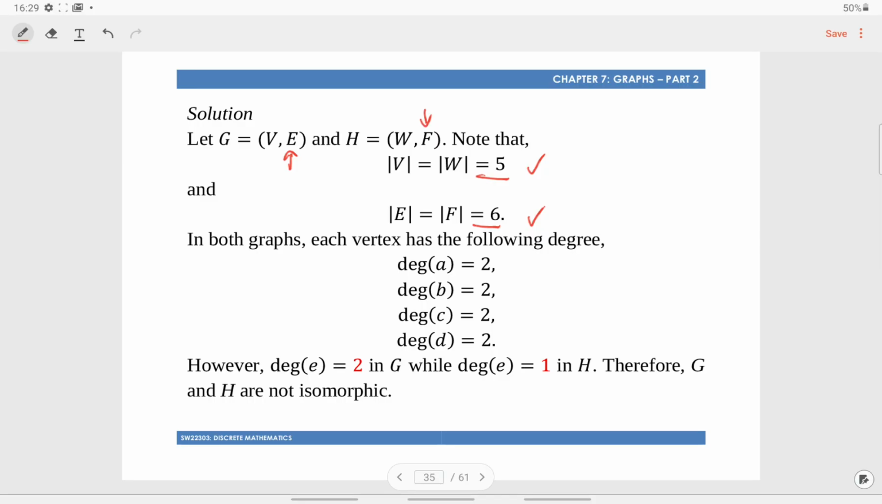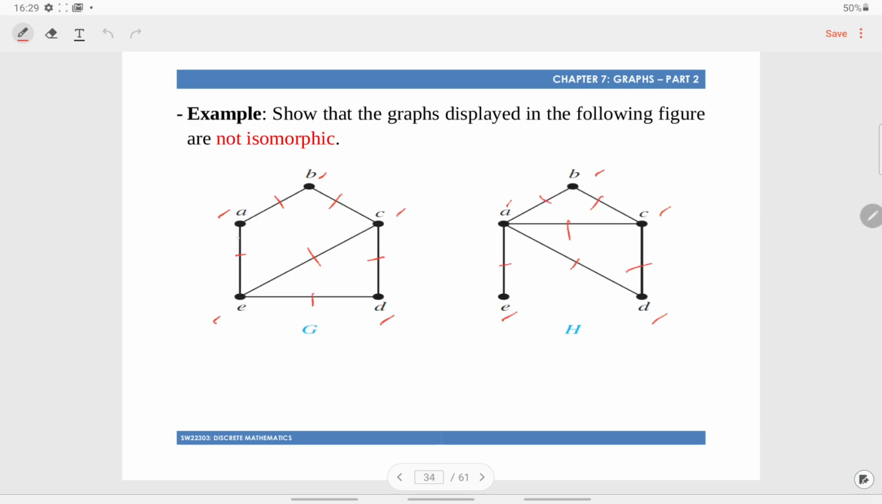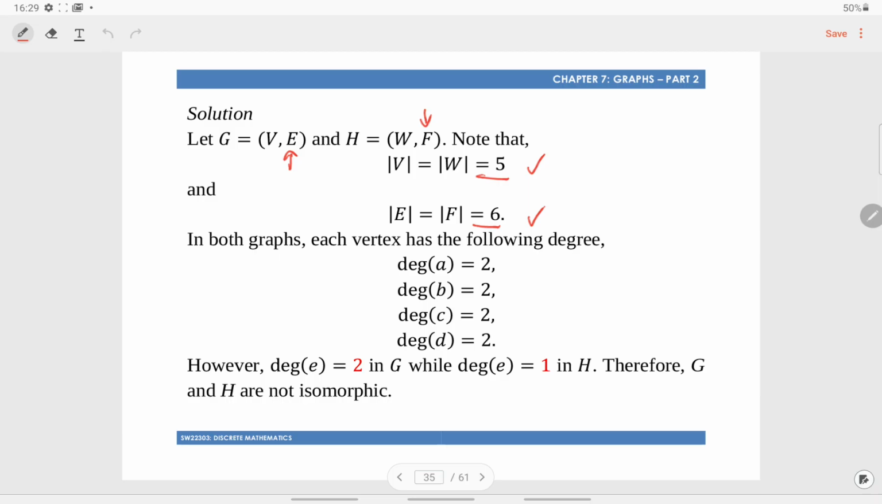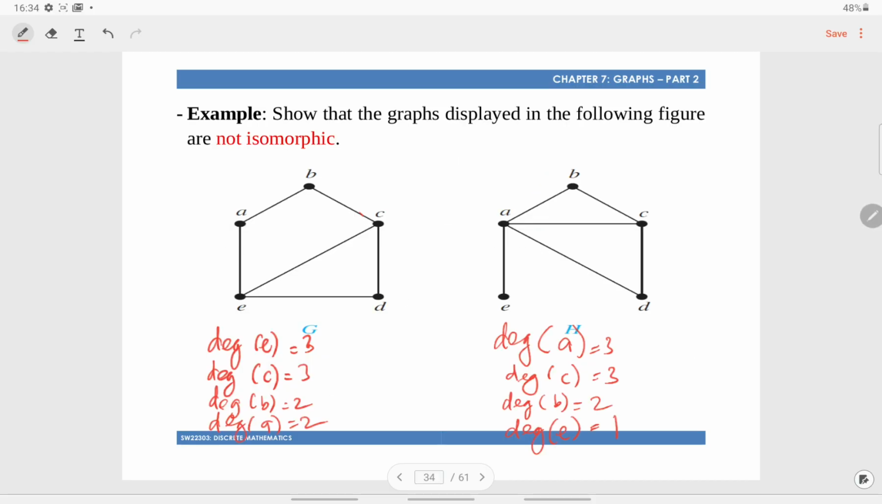So the next value is the degree of each vertex. In both graphs, each vertex has a degree. The next value to be checked is the degree of the corresponding vertex in graph G and the corresponding vertex in graph H.